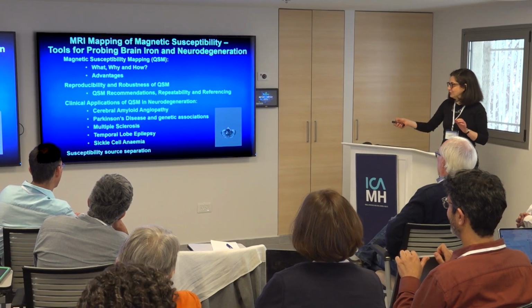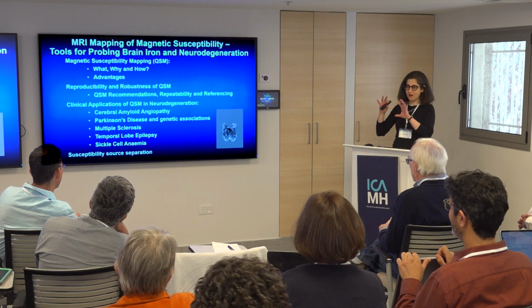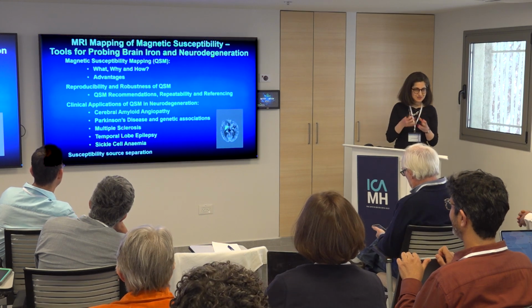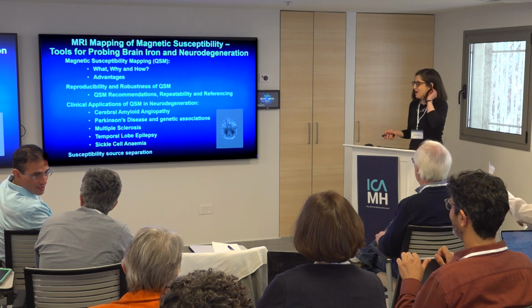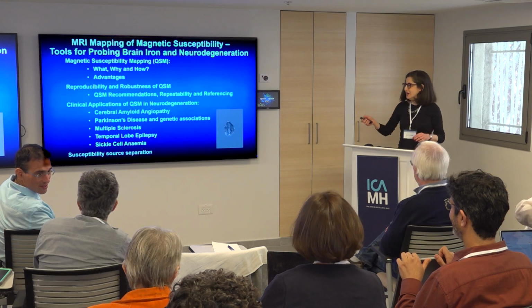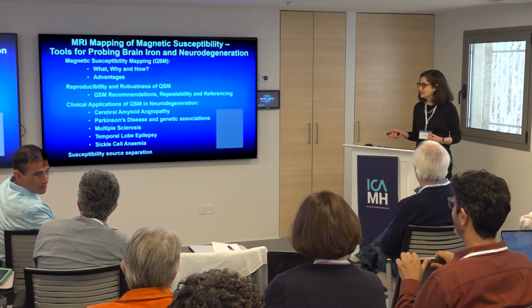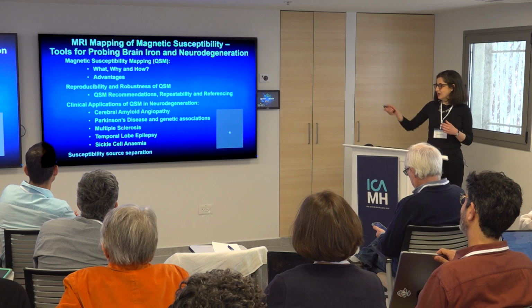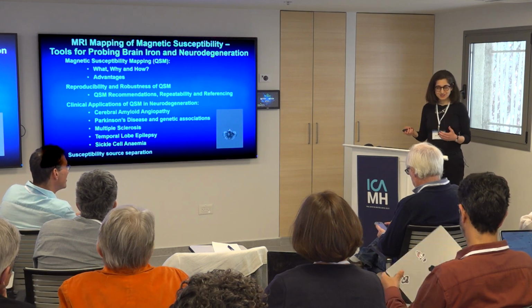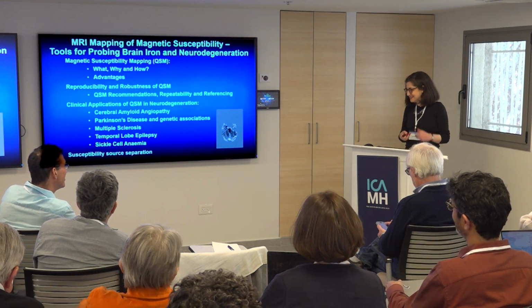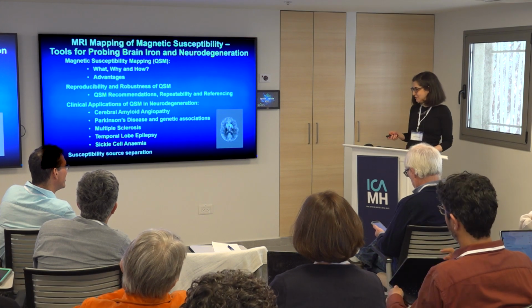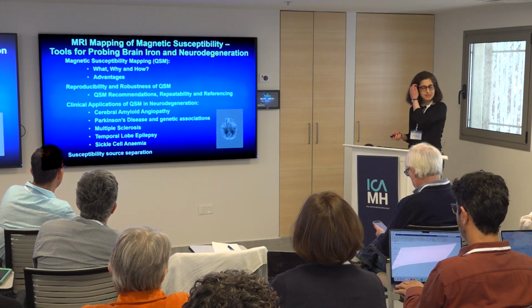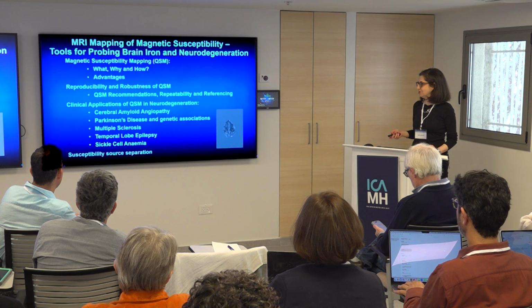Just a little overview of what I'm going to talk about today. So we'll talk about this technique called quantitative susceptibility mapping, which is quite a mouthful, so I'll call it QSM for short. I'll talk a little bit about its reproducibility and robustness, some work we've done, and also, of course, some clinical applications, but coming from a more physics-based point of view with our clinical collaborators. And then finally, I'll mention a newer technique called susceptibility source separation.